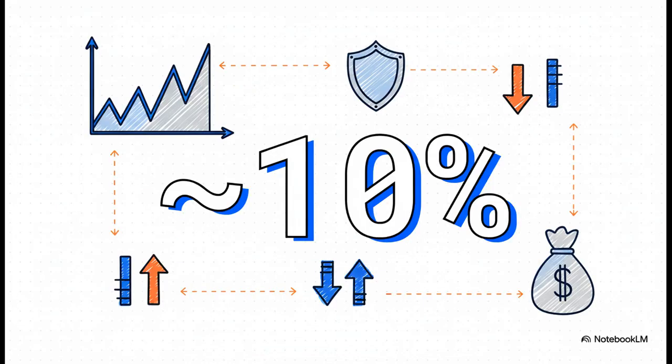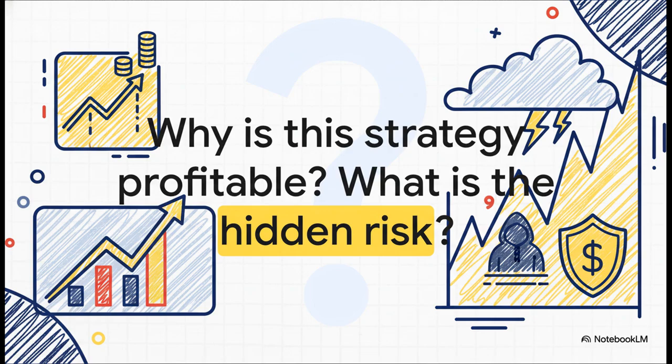And here's the wild part. For decades, this dead simple strategy of buying the losers and selling the winners has pulled in a surprisingly high average return. We're talking about 10% a year. And that brings us to the big question, right? In finance, high returns almost always mean high risk. But with this reversal strategy, the risk just isn't obvious at all. So where is it hiding?